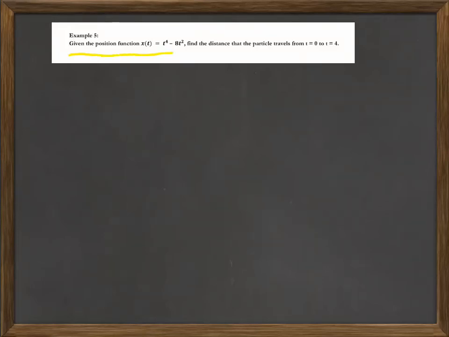Okay, for number 5, we're given a different function, but we want the distance the particle traveled from 0 to 4. And so we're going to find that distance. That's the total distance traveled.